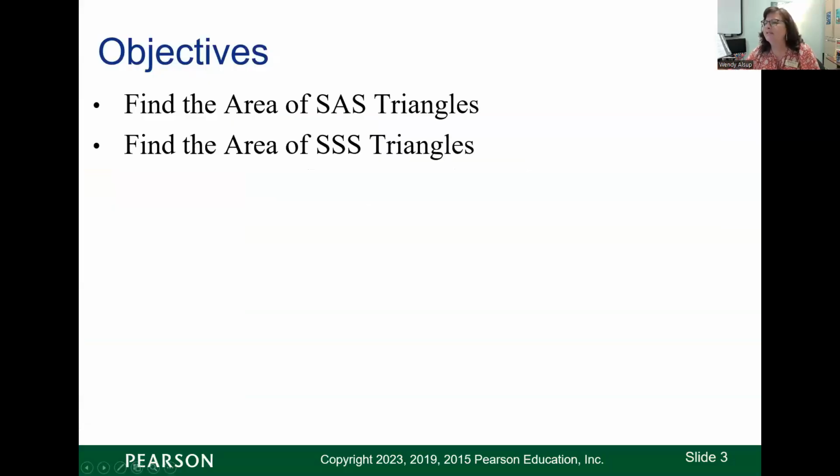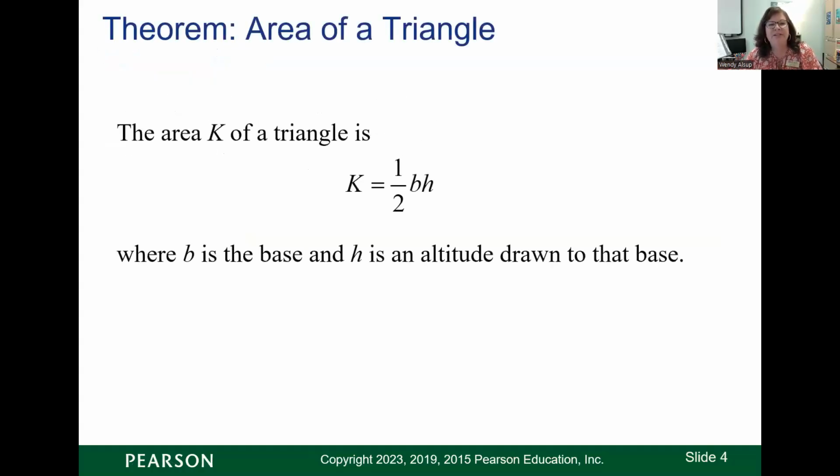All right, we're going to find the area of side angle side triangles. So these are triangles where you know two sides and the angle in between them, or when you know all three sides. And here is the simplest area of a triangle formula. The area K, we're not using A because we've been using A's for angles. So we're going to use K for area equals 1/2 the base times the height, or the altitude. That's one you've been doing since elementary school, probably.